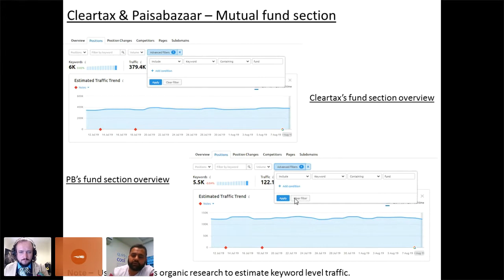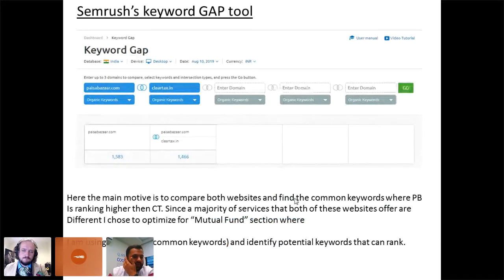So how exactly should ClearTax start the campaign? First of all, they'll start using the keyword gap analysis. Keyword gap analysis will help you compare two websites and the common keywords where your competitors are ranking higher. Previously, if you had to do all of these things, you needed to do detailed keyword research, then extract the rankings for both of the competitors as well, and do a lot of Excel work. Post that, you would have to analyze which keywords of your competitor are ranking ahead of you, and then kick in the campaign. So it's a humongous task, and keyword gap analysis is solving this in a pretty decent way.